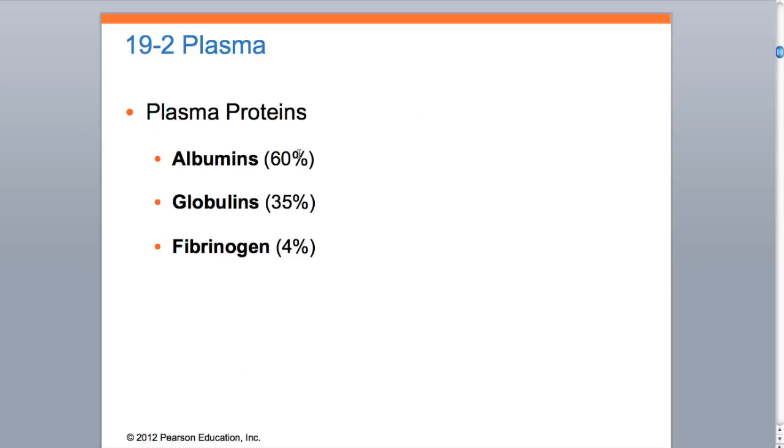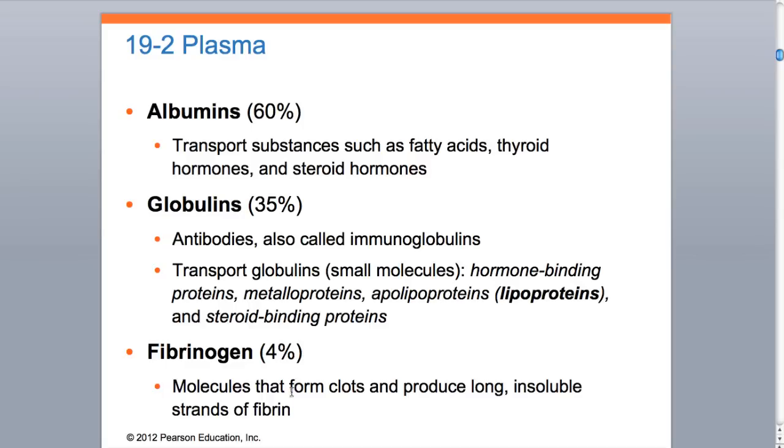Now, I have already mentioned these also. These are the things that are found in plasma proteins. We have albumins, which I said play a role later in blood pressure. We have your globulins. Your globulins are going to be your immunoglobulins, which are part of your immune system. And then we have fibrinogen, which is going to play a role in blood clotting. Again, very important to keep that in mind. I'm going to pass up this slide because I've already given you the overview that goes with it.